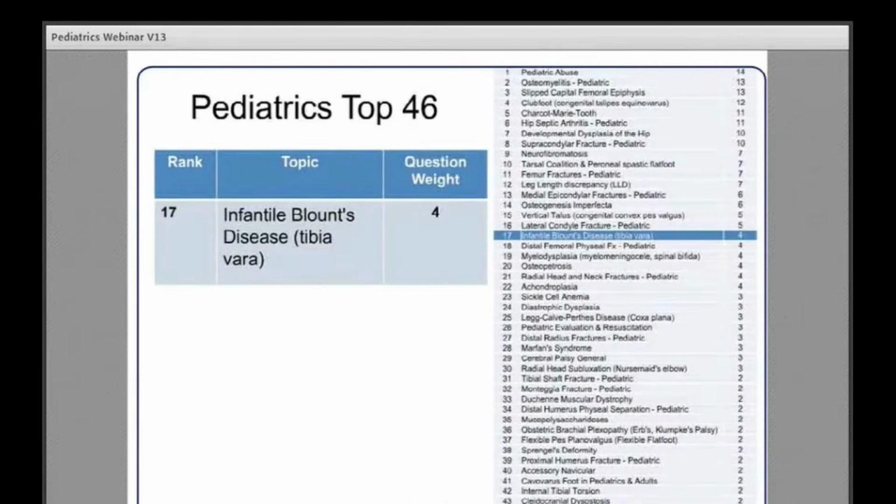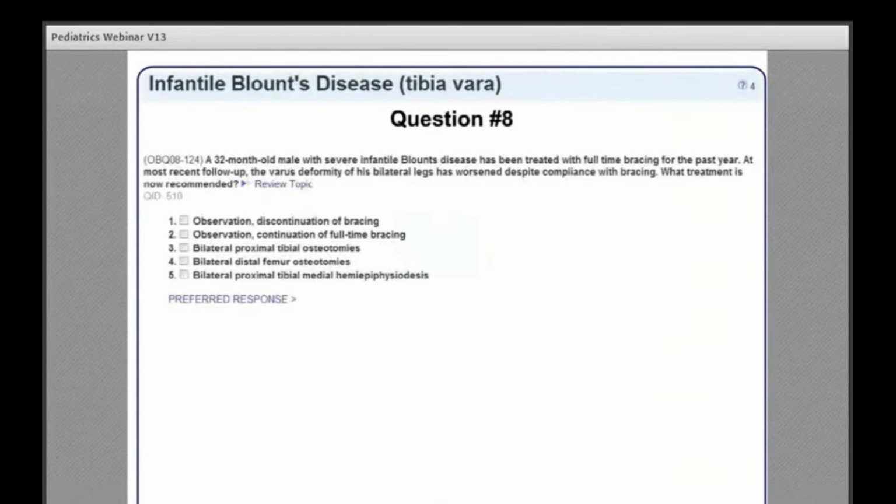Next is infantile Blount's disease. A 32-month-old male with severe infantile Blount's disease has been treated with full-time bracing for the past year. At most recent follow-up, the varus deformity of his bilateral legs has worsened despite compliance with bracing. What treatment is now recommended?